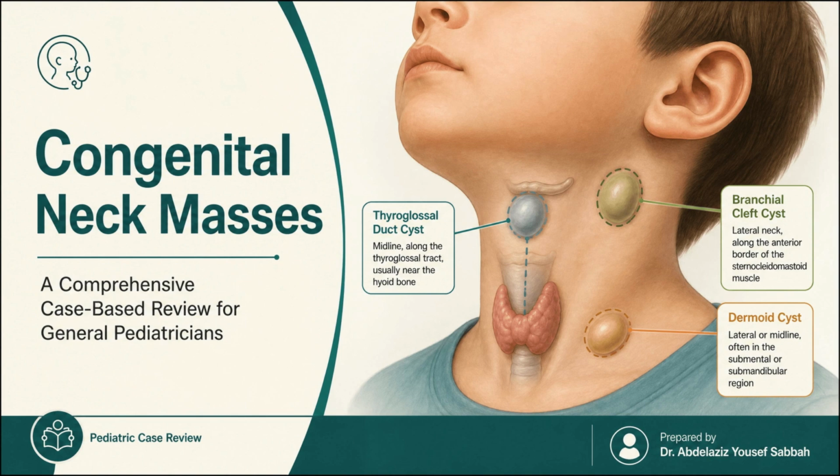Today's lecture is a comprehensive case-based review of congenital neck masses in children, designed for general pediatricians and board candidates. Neck masses are a common and often anxiety-provoking finding in pediatric practice, and the differential diagnosis is broad. We will walk through 10 carefully crafted clinical cases covering the most common midline and lateral congenital neck masses, including thyroglossal duct cysts, dermoid cysts, branchial cleft anomalies, fibromatosis coli, lymphatic and venous malformations, and lingual thyroid. We will cover clinical recognition, embryology, diagnostic workup, surgical management, complications, and key differentiating features.